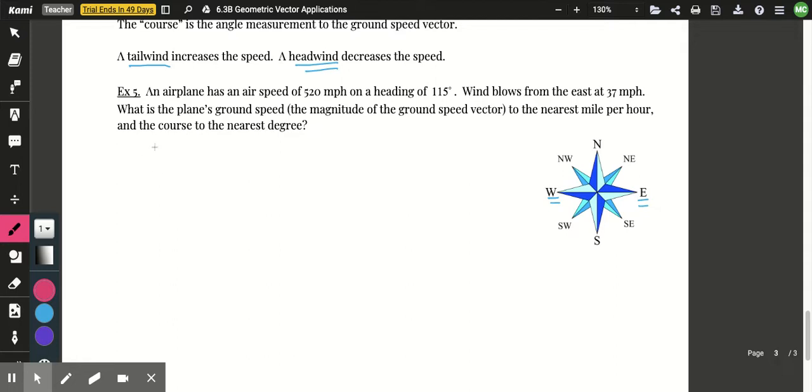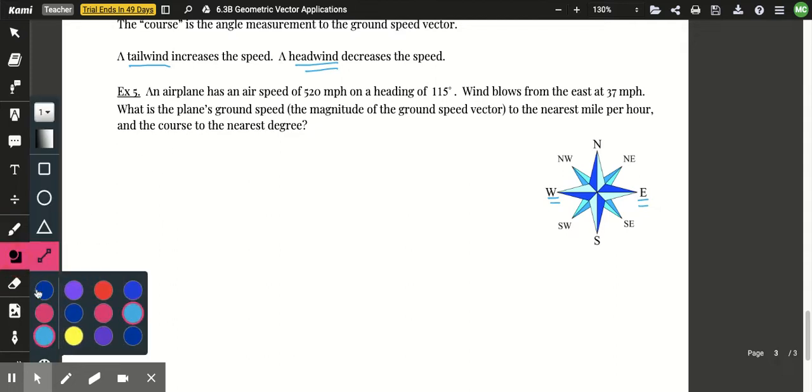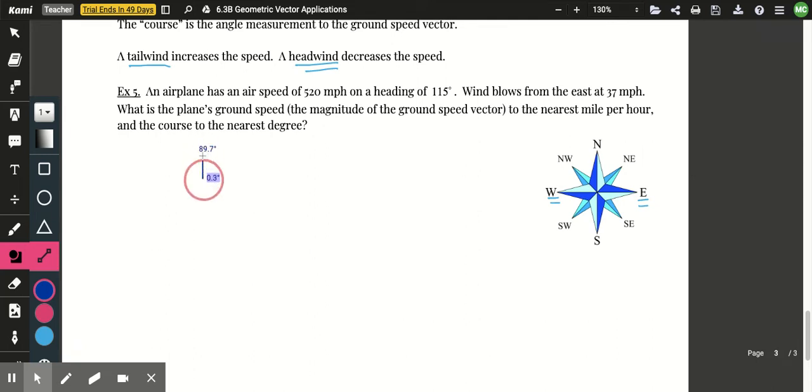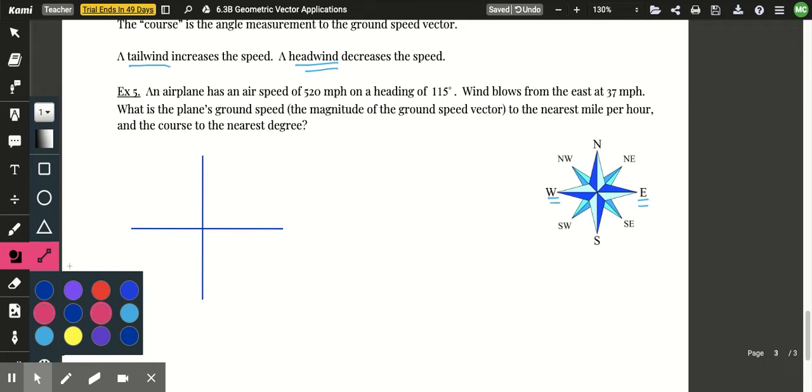So here we go. I'm going to start by drawing a picture. I'm going to start with a coordinate plane because it's very helpful to have that to work with. It helps keep the angles so that they make sense. So I'm going to do the airspeed in purple, I think. Okay, so the airspeed, the magnitude of it is 520, and the heading is 115.